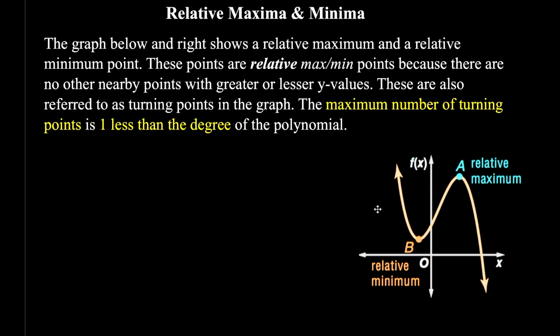So one of the things about our relative maximums and minimums is the number of turning points is always one less than the degree of your polynomial. So you can never have any more than one less than the degree of the polynomial. So if you have a fifth degree polynomial, you can't have more than 4 turning points.